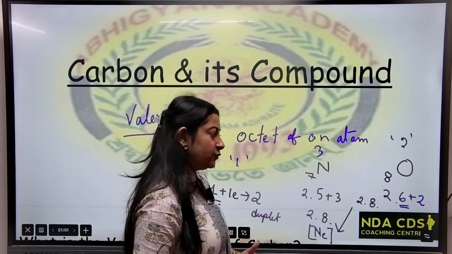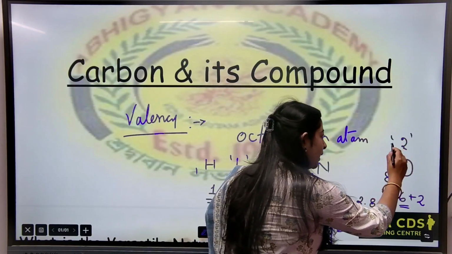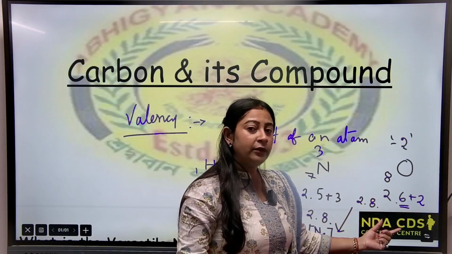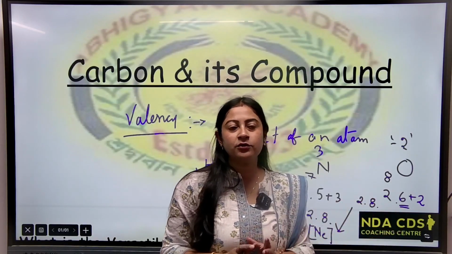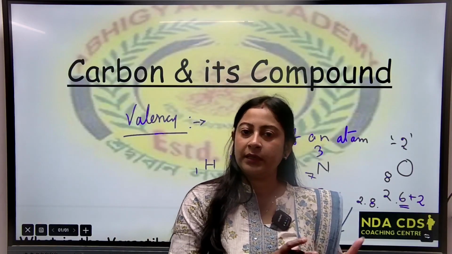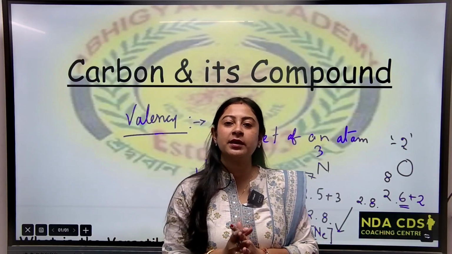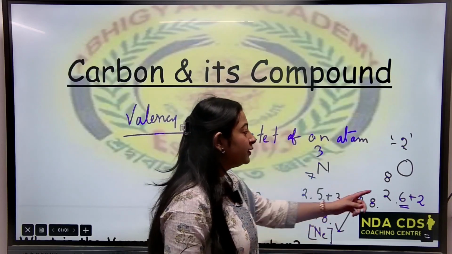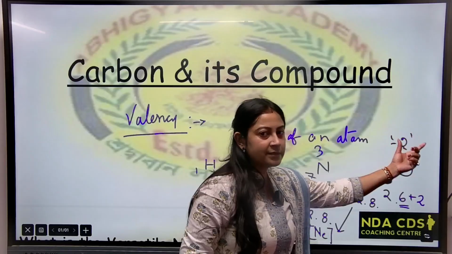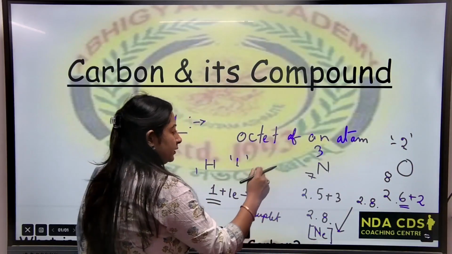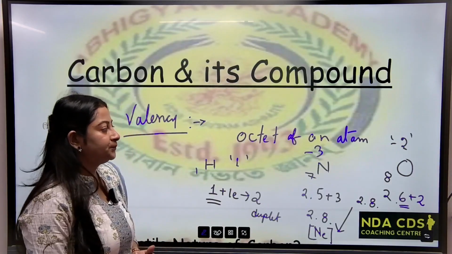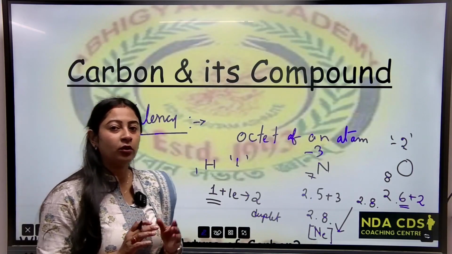More precisely, we can say the valency of oxygen is -2 because it is acquiring its octet by gaining 2 electrons, not by losing 2 electrons. Since electrons are negatively charged particles and protons are positively charged particles, whenever an atom is gaining electrons, the valency will be minus that number of electrons. So the valency of nitrogen is -3, and it is not always like that.